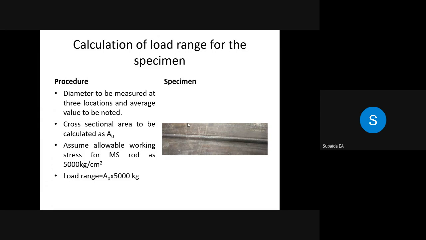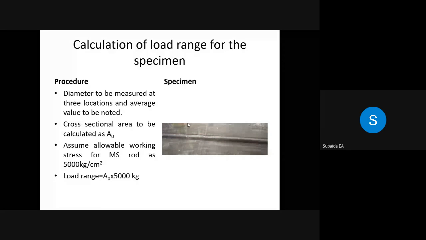Use the vernier calipers, measure the diameter at three different points and take the average value, and use it as D. Then calculate the initial area of cross section A0 using the equation pi d square by 4. That is the initial area of cross section. Now we have to set the machine to the required range. For the range calculation, depending upon the specimen, if it is a mild steel rod, we usually assume that the ultimate strength of the material is 5000 kg per centimeter square. That is the assumption that we are making.